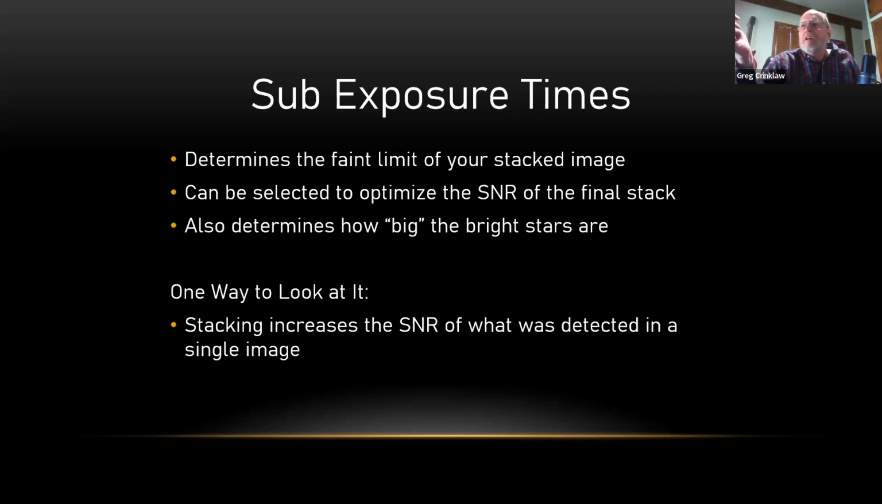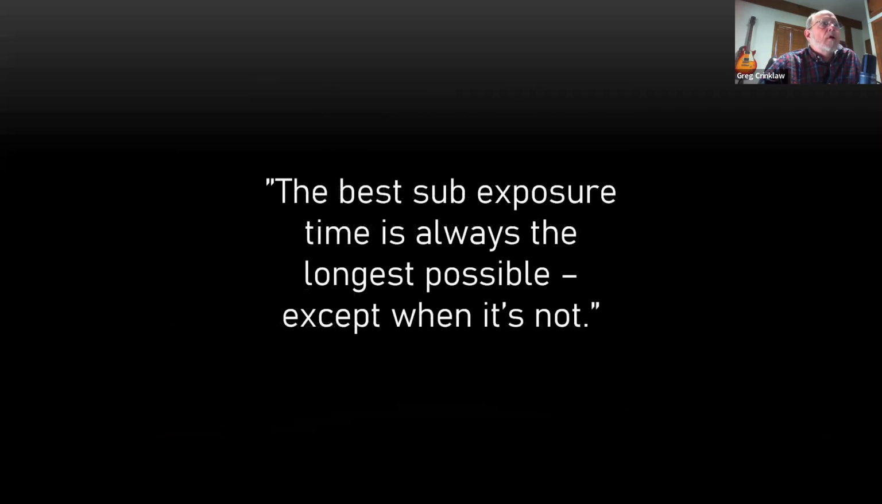So what the sub-exposure time does is it determines the faint limit of your final image. It determines how big the stars are and how bright, whether they are saturated or whatever. One way to look at it is, and this isn't universally true, if you take one image, kind of like what we saw earlier when we were looking at signal to noise ratio with M81, the sub-exposure time is going to determine what we're going to be able to capture, and then stacking more and more of those images increases the signal to noise ratio to make it look better. So this is my rule of thumb. The best sub-exposure time is always as long as possible, except when it's not, and there are lots of reasons why it's not.